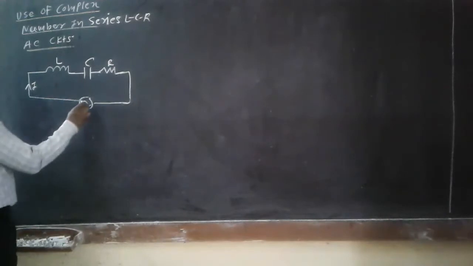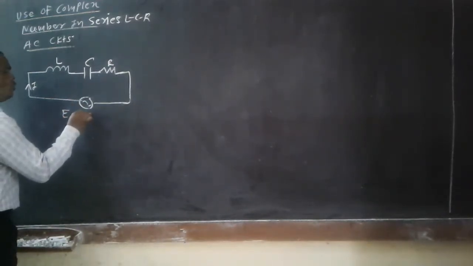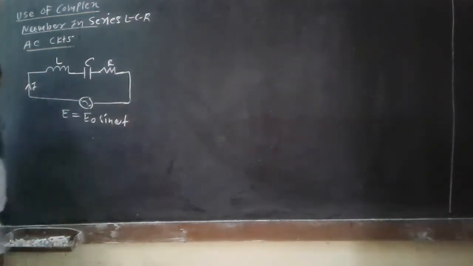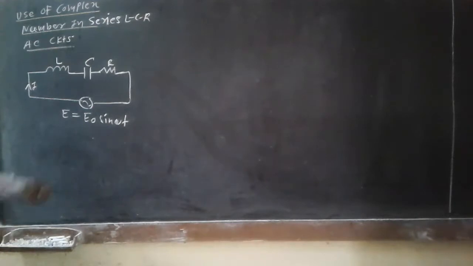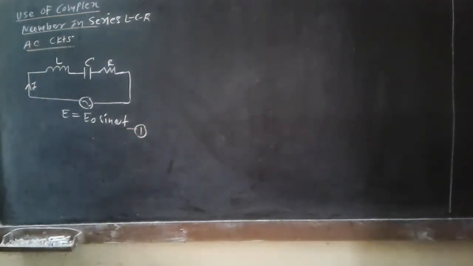Now the alternating EMF is given by E equal to E0 sin omega t. Say this is equation number 1.